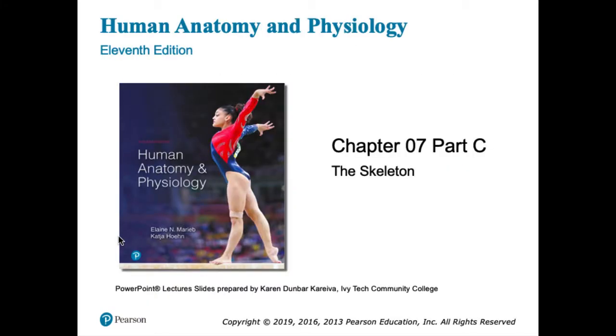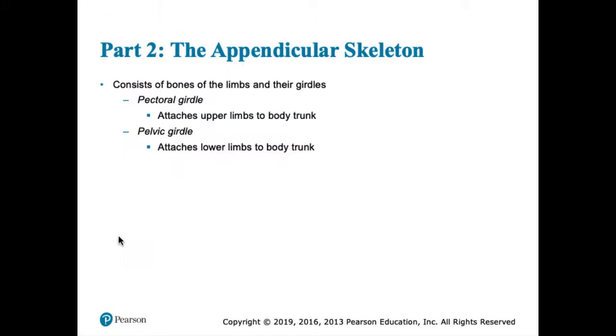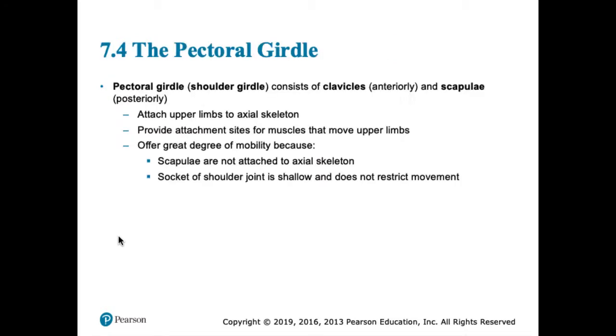The skeleton itself is the next part. It consists of the bones of the limbs and their girdles, the pectoral girdle and the pelvic girdle. So the pectoral attaches the upper limbs to the body trunk. The pelvic is the lower limbs. The pectoral girdle, the shoulder girdle, consists of the clavicles anteriorly and the scapulae posteriorly.